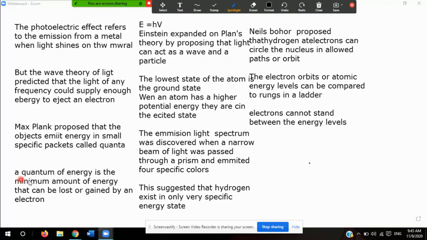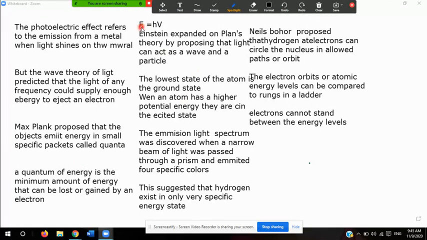Basically, a quantum of energy is defined as the minimum amount of energy that can be lost or gained by an electron. So it refers not only to how much energy is lost, but also how much energy is gained. That's what Max Planck proposed, that they release a specific amount of energy at a specific frequency.